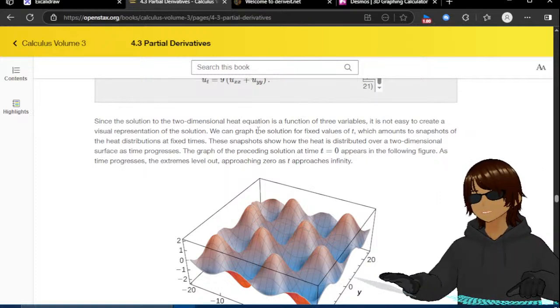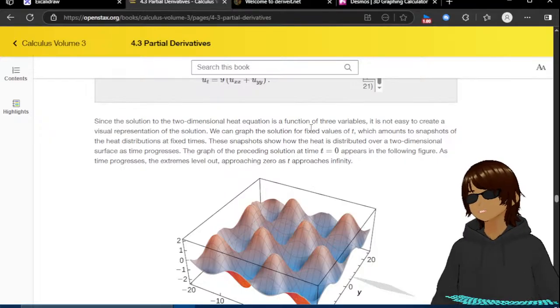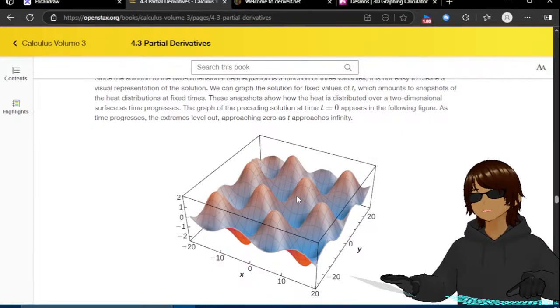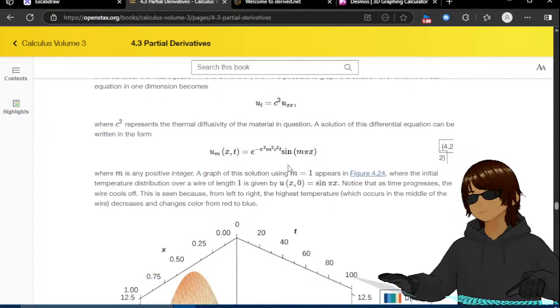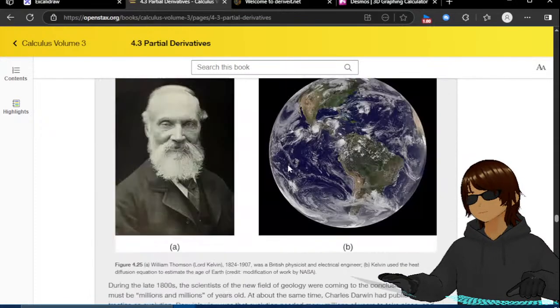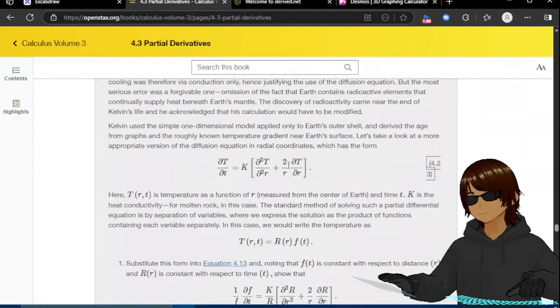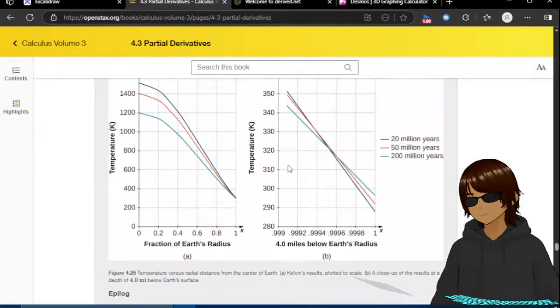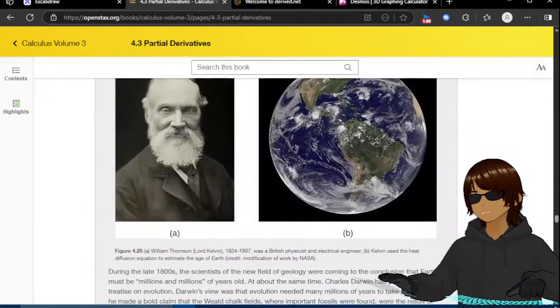Since the solution of a two-dimensional heat function is a function of three variables, it is not easy to create a visual representation of the solution. We can graph the solution for a fixed value of t, which amounts to snapshots of heat distributions at fixed times. These snapshots show how the heat is distributed over a two-dimensional surface as time progresses. The graph of the preceding solution at time t equal to 0 appears in the following figure. Should I read all this? Okay, I will just read it off stream.